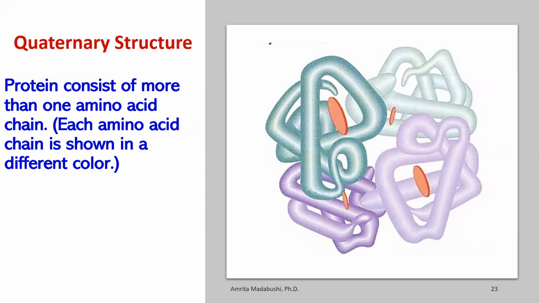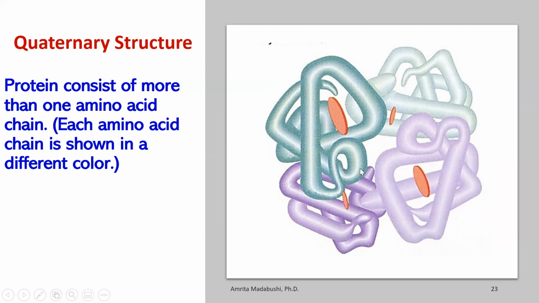And then there is quaternary structure. The protein consists of more than one amino acid chain. So you can see here, this is one big chain, and there can be 4 different chains coming together. Each of these chains is shown in a different color, just for you to be able to recognize the 4 different chains. And actually that would be the structure of hemoglobin.